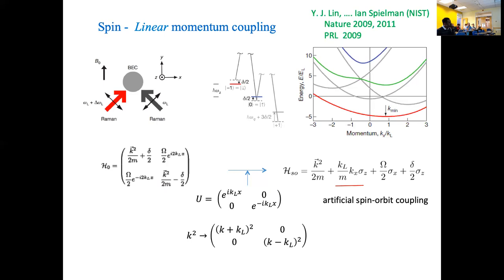If you just look at one particular state, then your Hamiltonian is like k minus a squared around this position, or k minus k minimum squared, with this k minimum controlled by all these parameters in your system, omega and delta.